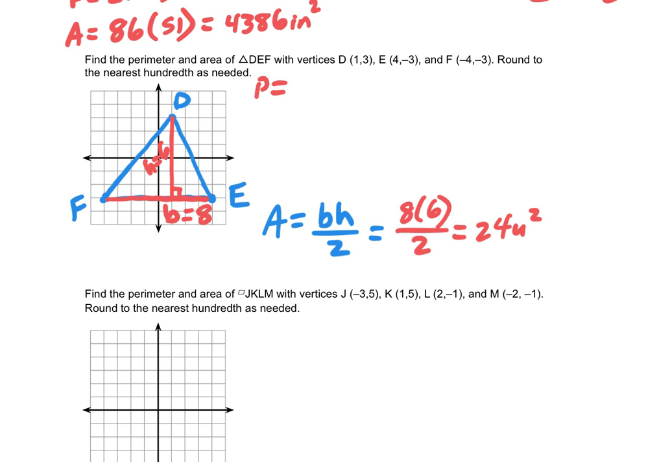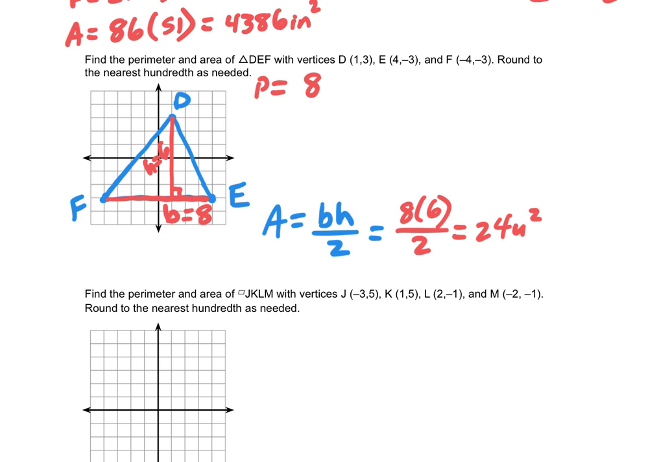One of the sides is really easy to find. Which side is the easiest to find? The base, right? We already know the base. The base is 8. So we already know the length of that side is 8. That's the easy one. The other 2 are harder, guys, because they're diagonal. They're slanted. We can't just count. We talked about this last week.